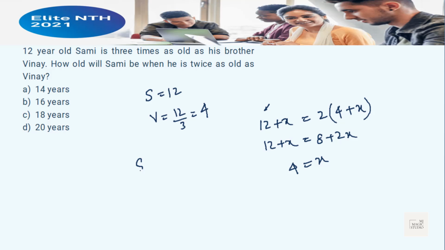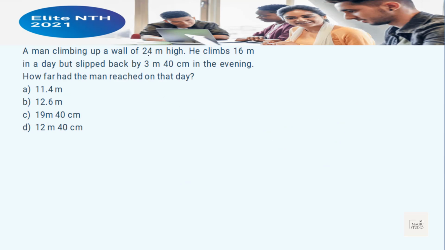After 4 years, this will happen, and then Sami would be 12 plus 4, that is 16 years old, and then his brother would be 8 years old. So option B. A man climbing up a wall of 24-meter height. He climbed 16 meter in a day, but slipped back 3 meter 40 centimeter by the evening. How far had the man reached on that day?